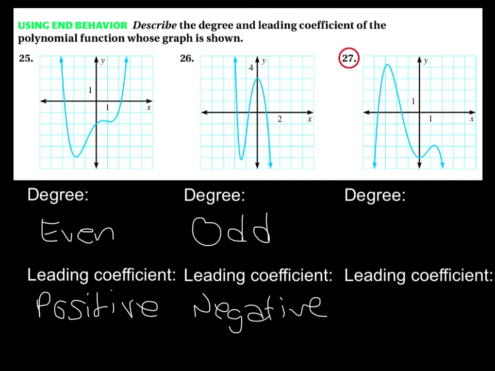Okay, and the last one here, as x is approaching negative infinity, our function is decreasing and also approaching negative infinity. And as x is getting bigger and approaching positive infinity, our function down here is also decreasing and approaching negative infinity. So we're decreasing on both sides, which means our degree has to be even. And because this even polynomial function is opening down, our leading coefficient has to be negative.